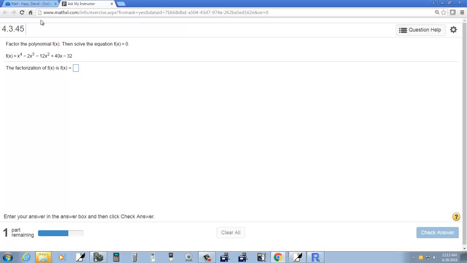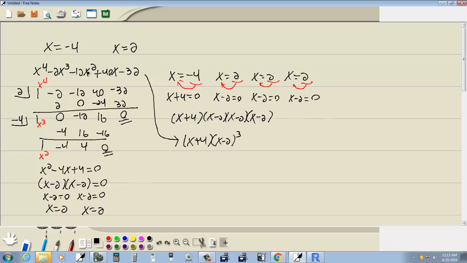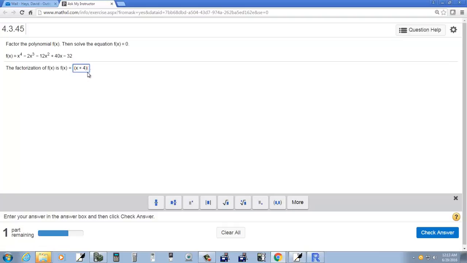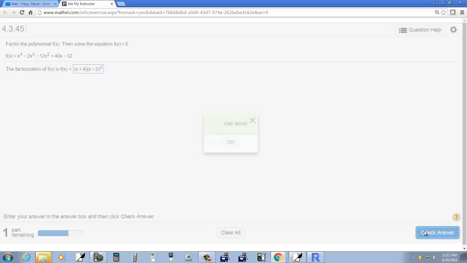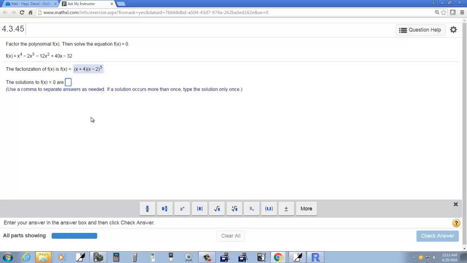Let's see how they have you enter it. They don't really say, do they? x plus 4, x minus 2 to the third power. Where's the power? I guess I'll do caret 3. Okay, check our answer. And then the solutions, use a comma to separate answers needed. If solution occurs more than once, type solution only once. So we're going to type -4, comma 2. Then check answer.